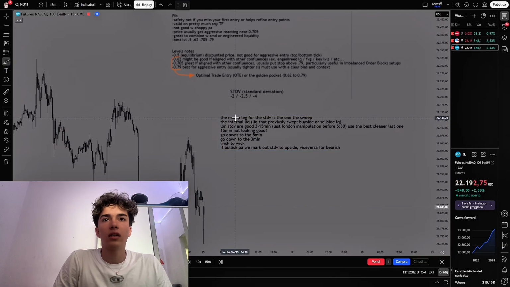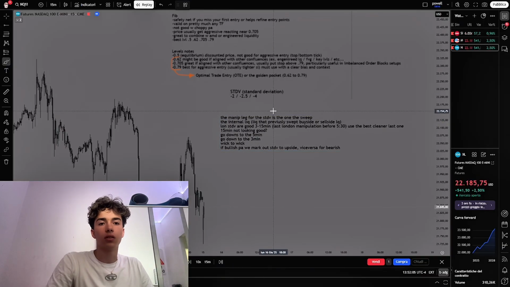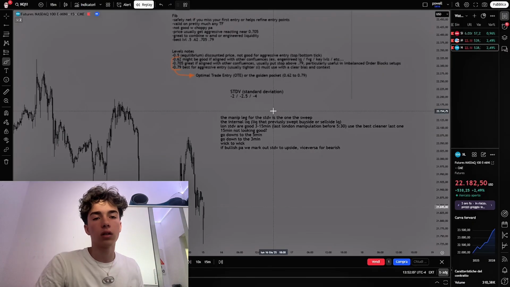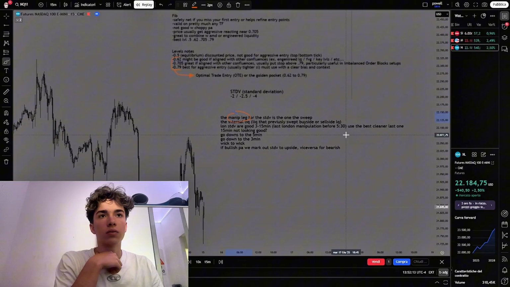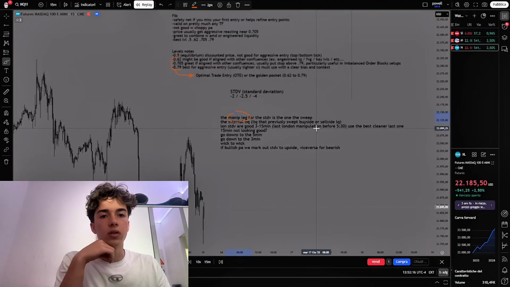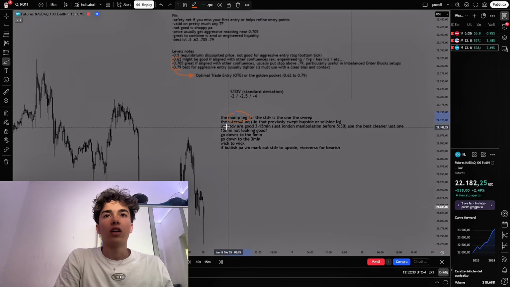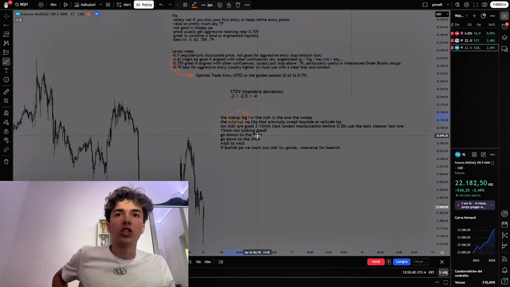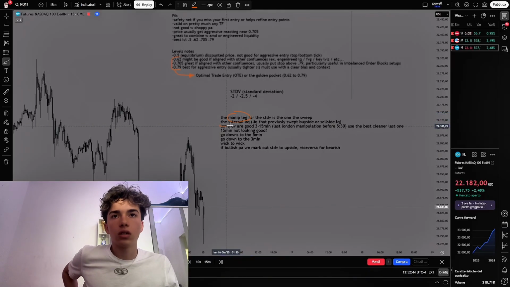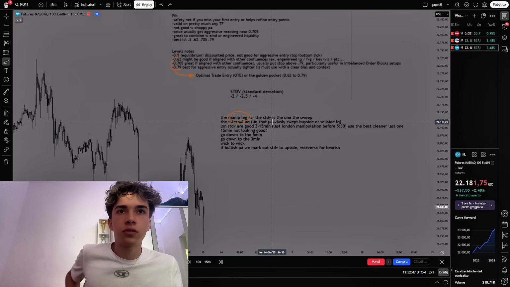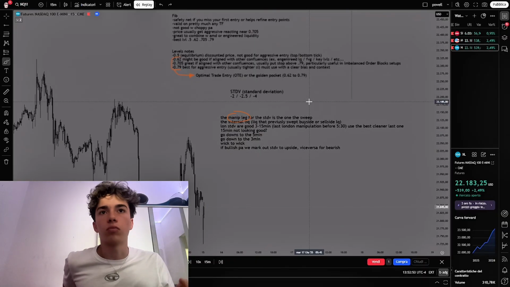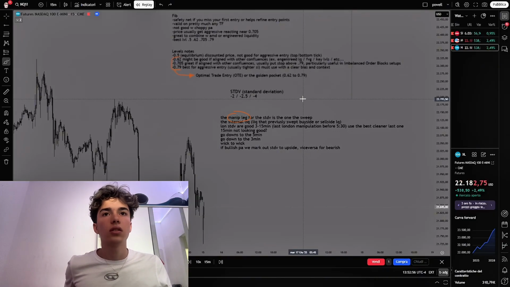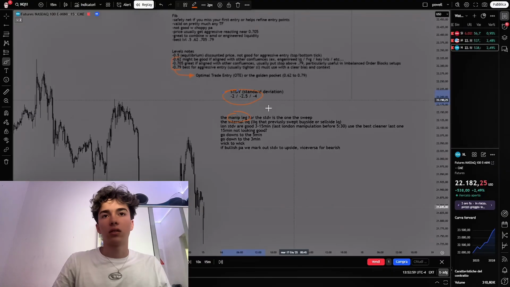The manipulation leg: we use the standard deviation when we use the fib on the manipulation leg, as you can see here. That is the one that sweeps the internal liquidity. We have a model called London standard deviation, which is a model itself, and I'm going to explain it to you after explaining in general what a standard deviation is. And yeah, this is the level. Basically, that's all you need to know.